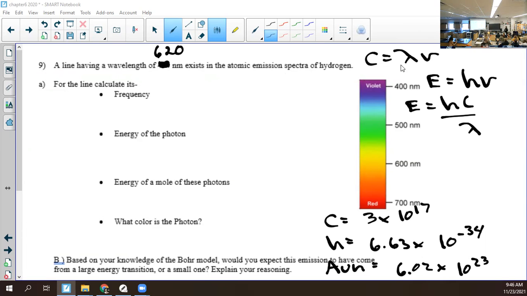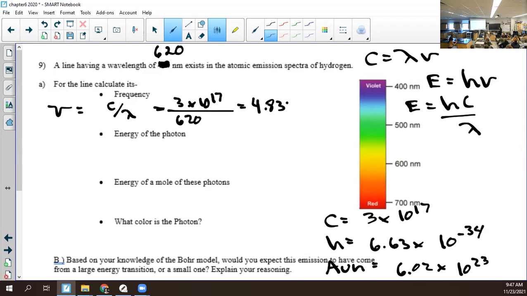So the equation we rewrite, V would be C over lambda, right? We all right with that part? Okay, I gave you C, and you should use nanometers. You don't have to, but once you do it in meters, then you've got to convert it to nanometers, so why not just do it at the start? All right, so we have 3 times 10 to the 17th. We divide that by our 620.